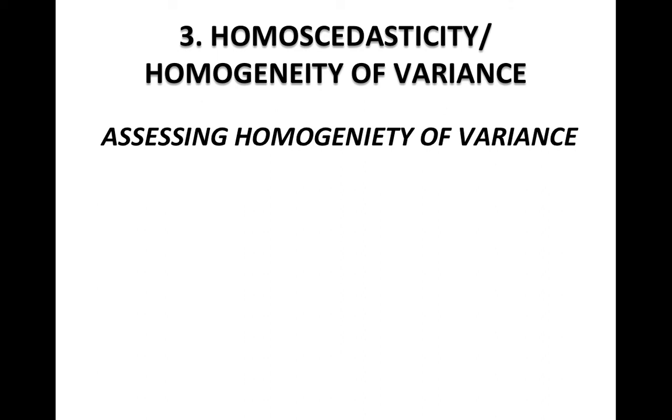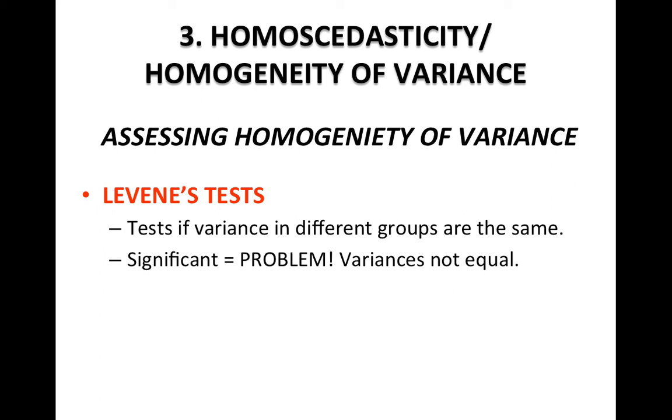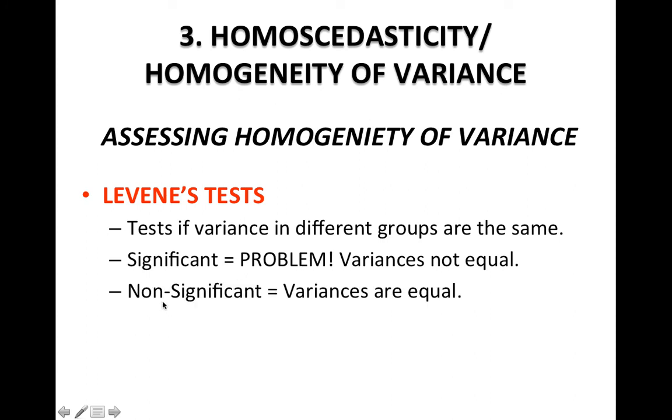To assess homogeneity of variance, there is a test called Levene's test, which tests if the variances in different groups are the same. If we have significant results for Levene's test, it means that we have a problem and the variances are not equal. What we're looking for in this test is something that's not significant, and we'll get to this later in the semester.